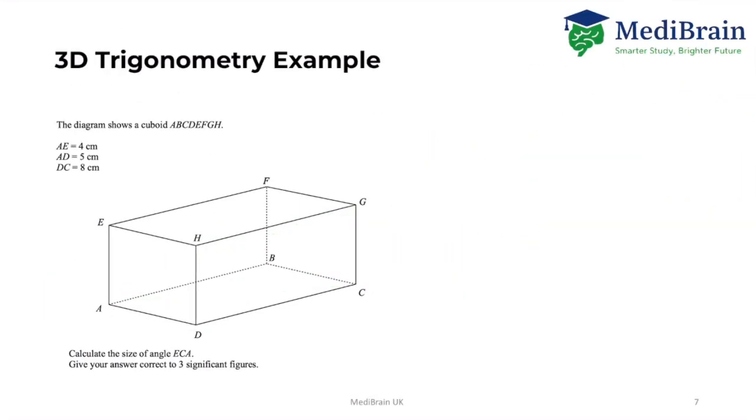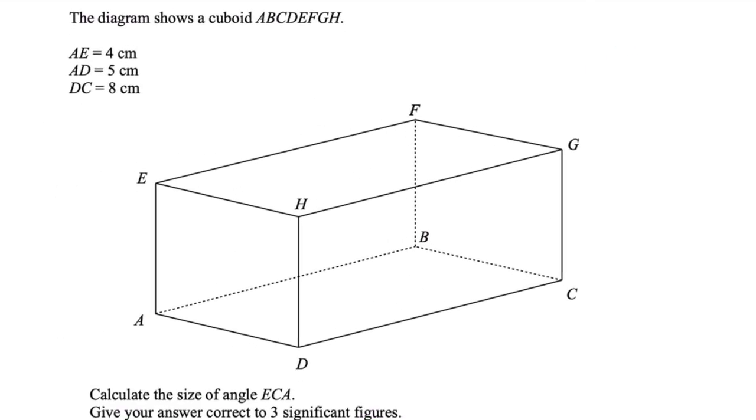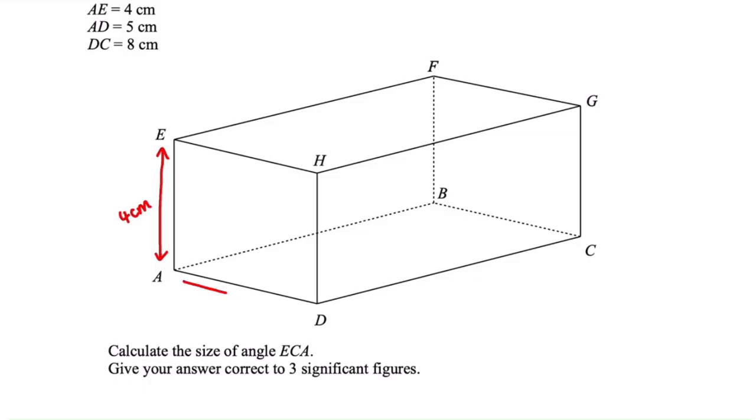Okay. So now we're going to look at a trigonometry example, and it's literally the exact same thing, but you're going to be using SOHCAHTOA and maybe Pythagoras in some questions. So I'm going to go through this example. Again, list everything that you know about the question. AE is 4 centimeters, so AE over here, this is 4 centimeters. AD is 5 centimeters over here, and DC is 8 centimeters. So DC over here, this is 8 centimeters.